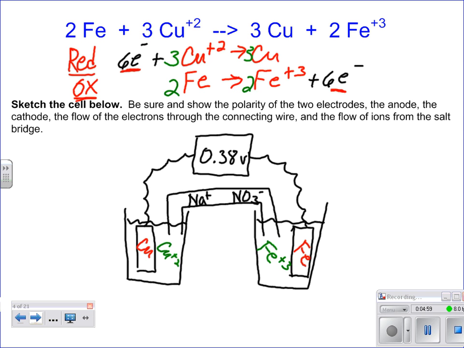So as far as our copper, we see that our copper is where reduction is taking place. So I can just go ahead and label that right here. And iron is where oxidation is taking place, so I can label that one as well. I know that reduction always occurs at the cathode. I know that oxidation always occurs at the anode.